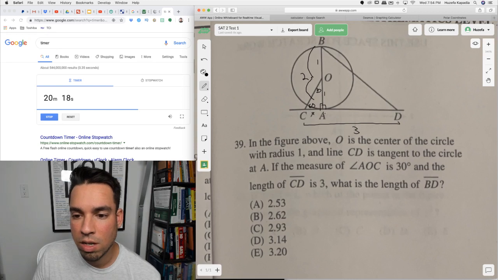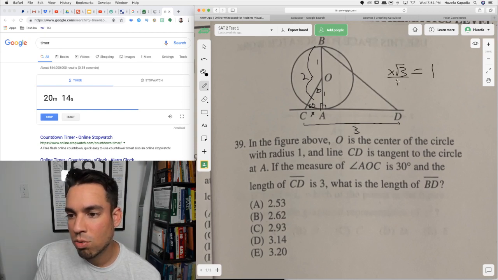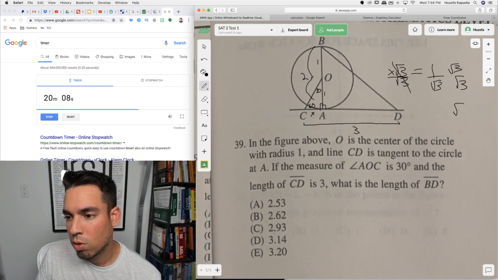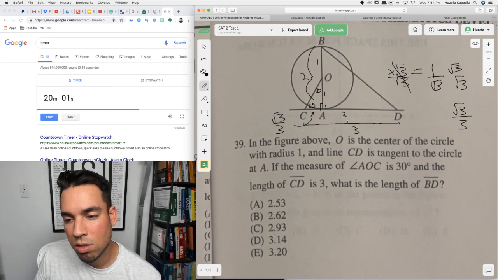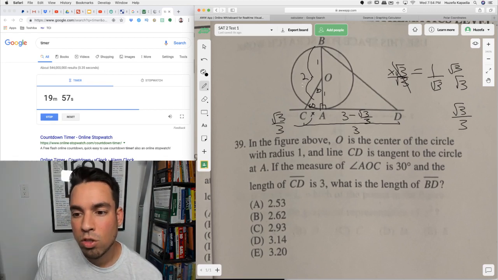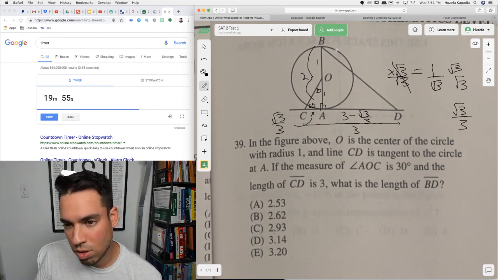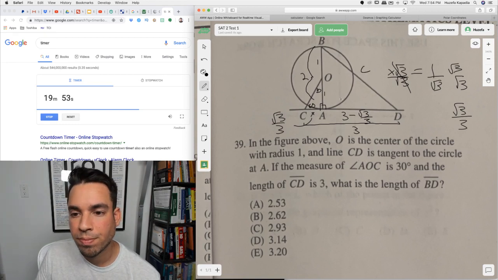So if this is 1, it's this side. Let's call this x. x times square root of 3 equals that side. So divide by square root of 3. Divide by square root of 3. So x equals 1 over square root of 3, or square root of 3 over 3. So this side is square root 3 over 3, which means this side here is 3 minus square root 3 over 3. And then we use Pythagorean Theorem. 2 squared plus that squared equals c squared, because we want BD.